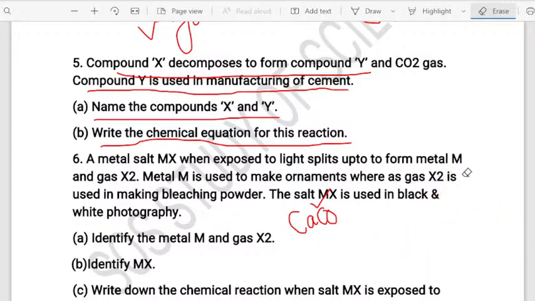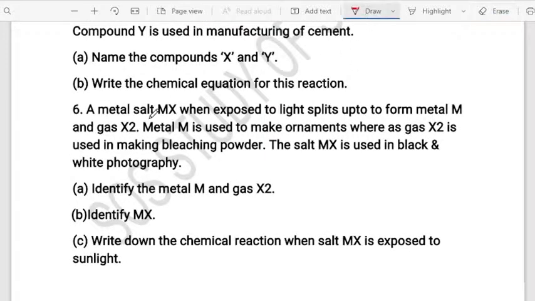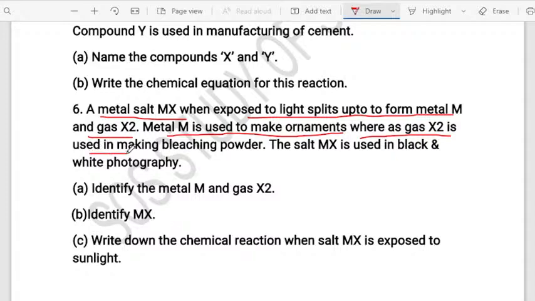See, whatever questions I am explaining from here onward are definitely helpful for writing skill based question answers. Next, metal salt MX, when exposed to light, splits up to form M and X2 gas. I think you understood. We are exposing it to light, again it is a decomposition reaction. Metal M is used to make ornaments. So which metal do we use in ornaments? We use silver, right? You have silver in the double decomposition reaction. We are using silver in ornaments, whereas gas X2 is used in making bleaching powder. This will exactly confuse you, because you have not learned about bleaching powder in this lesson, dear students.